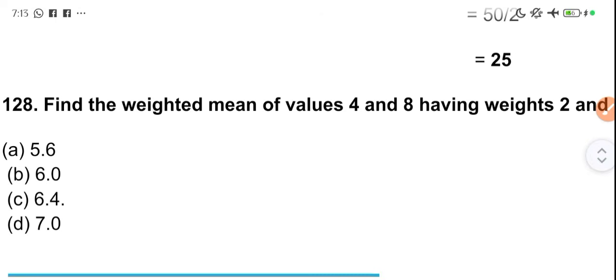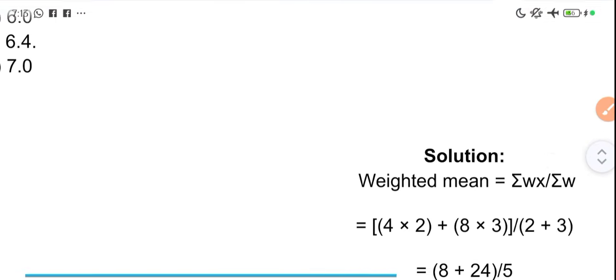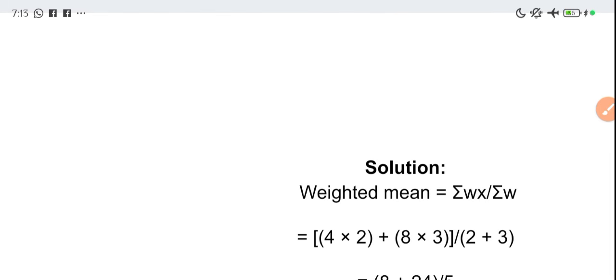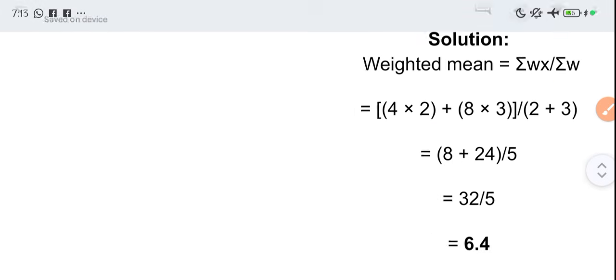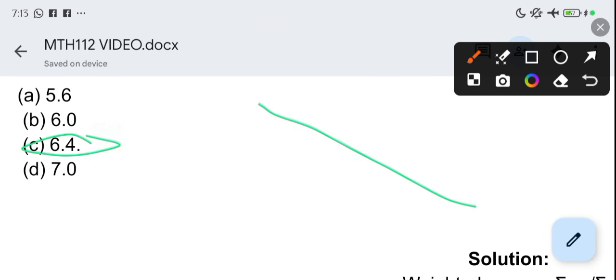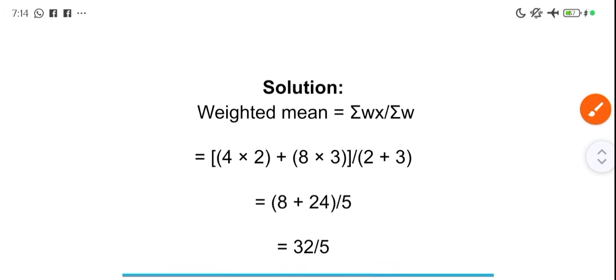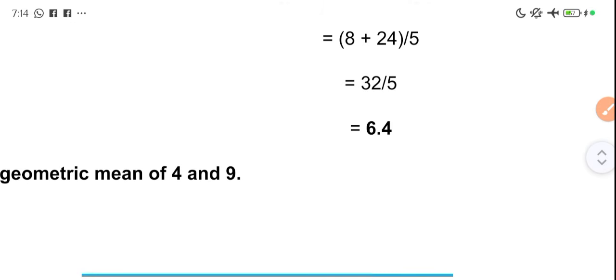So moving on, find the weighted mean of values 4 and 8 having the weights 2 and 3 respectively. It is just the same process. It's more like grouped data. Don't allow them to confuse you. Summation fx over summation f. It's the same thing. You want to divide 32 by 5, that's 6.4 as the answer. That gives us option C. So this is the solution here. Let's go back to the question, see the solution here, and then pick your answer. These questions are very simple, and that's why I'm not wasting so much time.